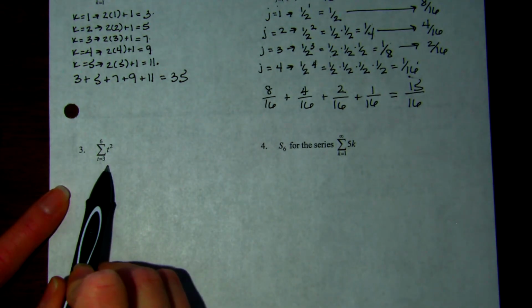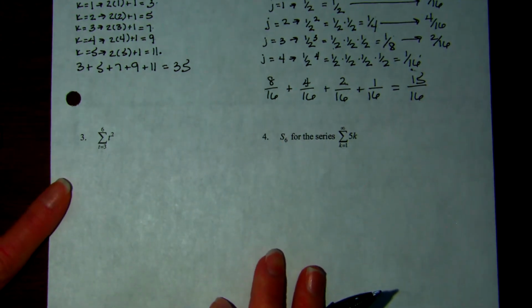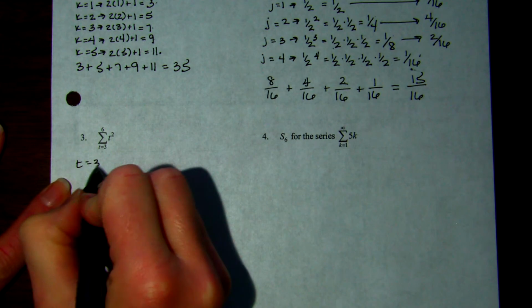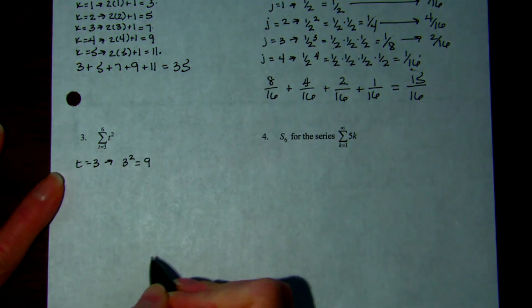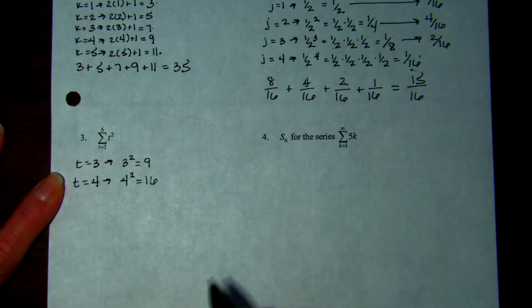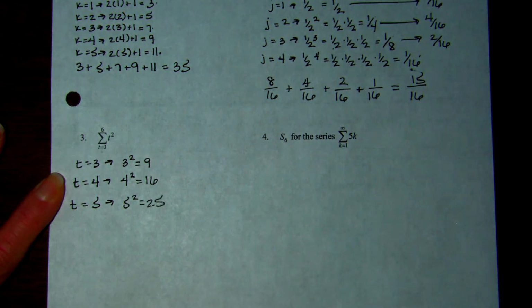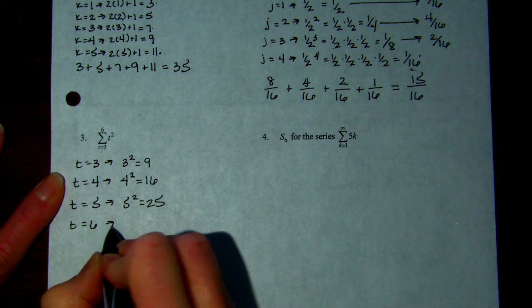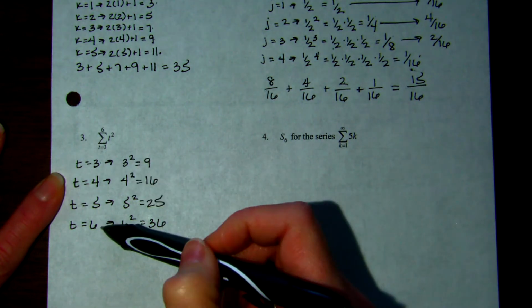All right, looking at number 3, they want us to start at 3, because that's t equals 3, and go to 6. All right, so we don't have to start at 1. We're starting at 3 and going to 6, and we're going to add those terms up. So when t is 3, my term in the sequence is 3 squared, which is 9. When t is 4, my term is 4 squared, which is 16. When t is 5, my term is 5 squared, which is 25. And when t is 6, my term is 6 squared, which is 36. And we can stop there. We found the terms from 3 to 6.